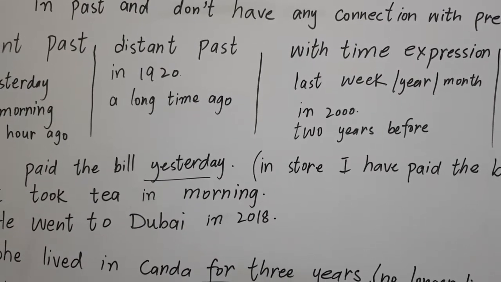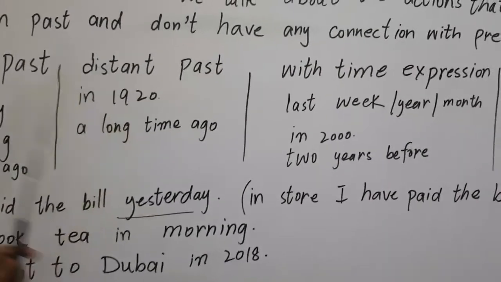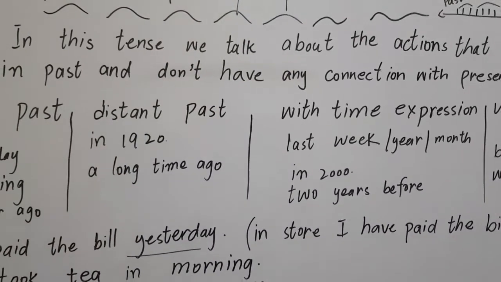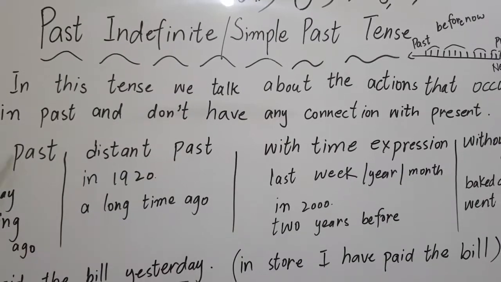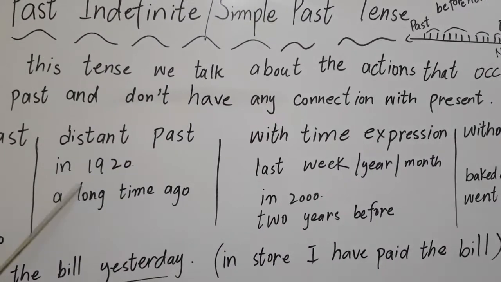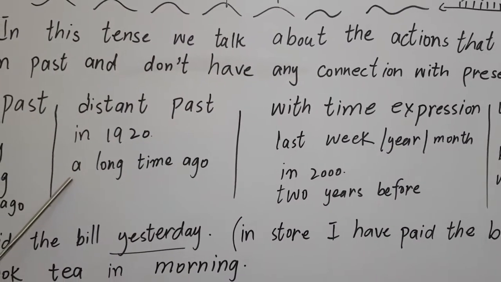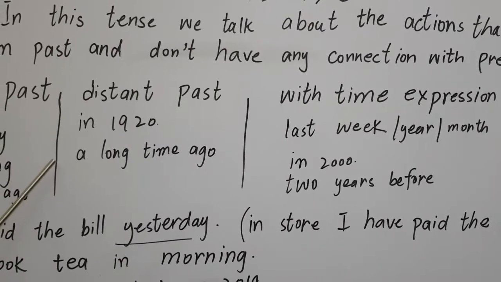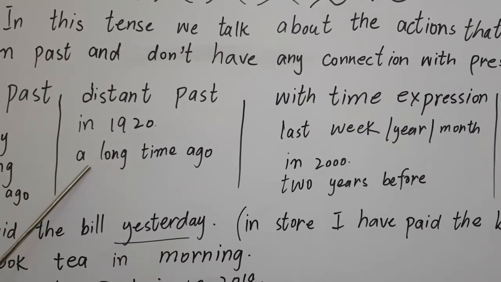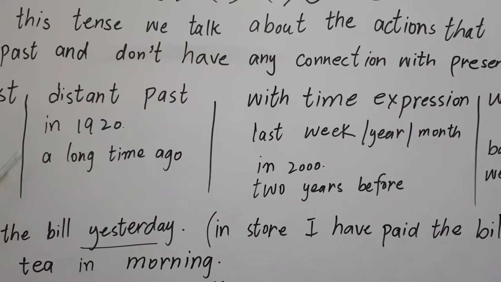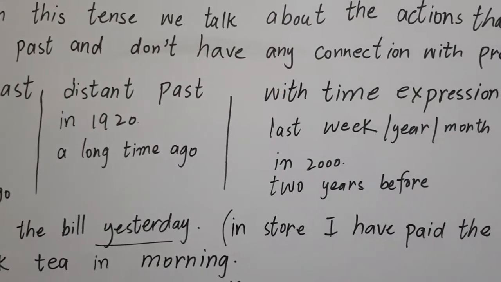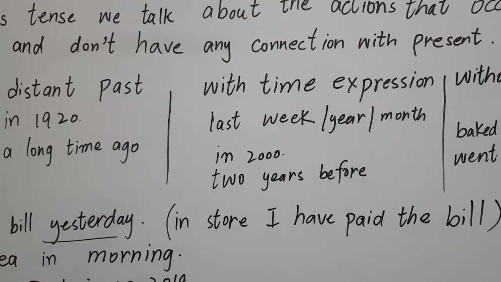For sentences that happened in the past a long time ago, we also use past indefinite tense. Just like: he built his house in 1920. We met a long time ago. So this action took place in the distant past. This action had happened a long time before.